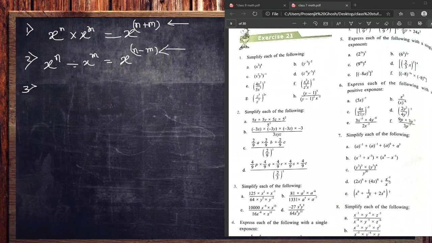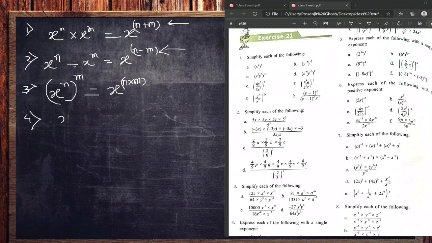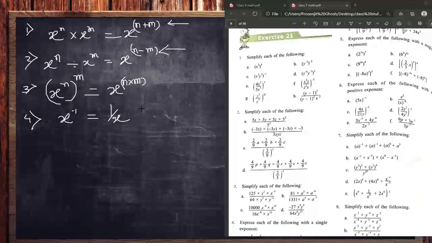But before that, let me explain this first. X to the power n, whole to the power m. Remember, whole to the power m. That is x to the power n into m. That means the powers get multiplied. And the inverse formula: x to the power minus 1, or minus n, whatever comes, can be written as 1 by x. So these are all the basic ideas that you have to follow to complete this part.